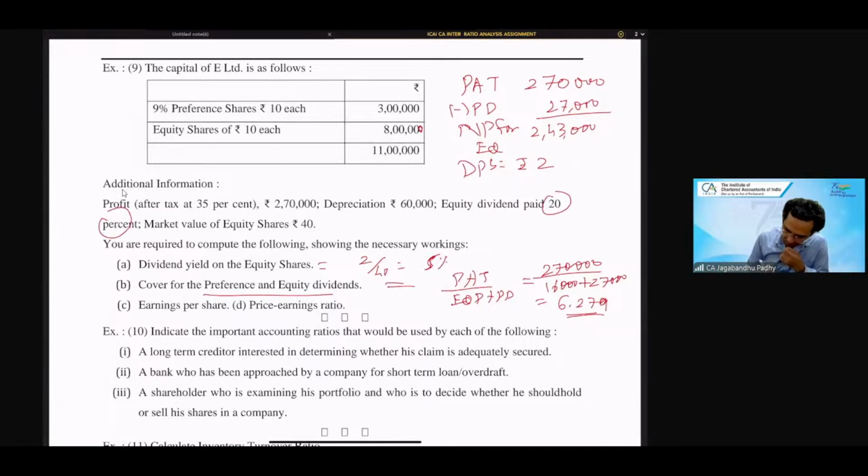Earnings per share will be 243 divided by 8,000 number of shares. And price to earning will be? Sir, what is the cover, sir? To pay preference dividend and equity dividend, you need profit after tax, right? So from PAT, you are going to pay equity dividend and preference dividend. So in the denominator, you have 16 and 27,000. And to pay this amount, you are earning 2,70,000. So your income is basically 6.27 times of the dividend that you have to pay.